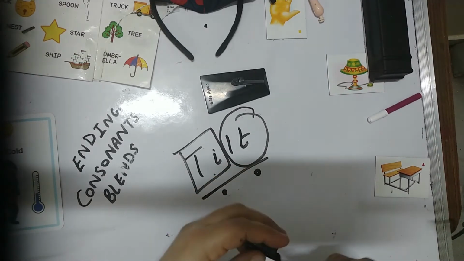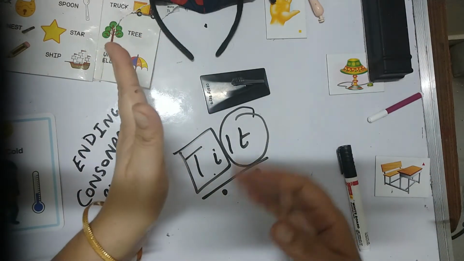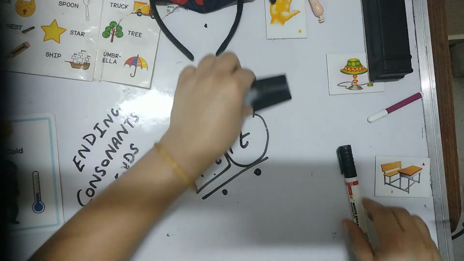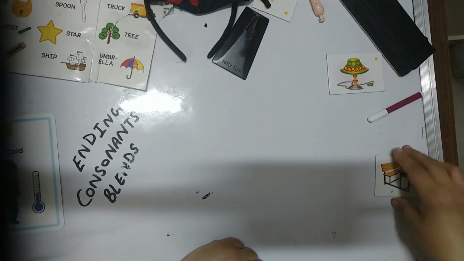Initially if the child is not able to, you can use a gesture like T, lt, tilt, tilt. Like that, if you teach in this way, the child can understand in a better way. Now similarly, the next example we have is, suppose, desk.